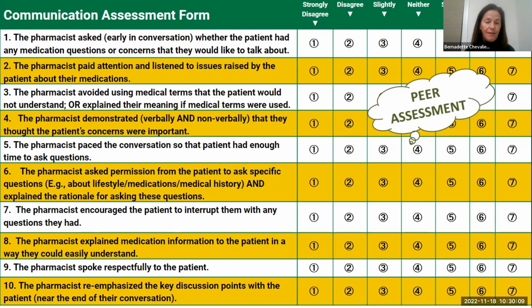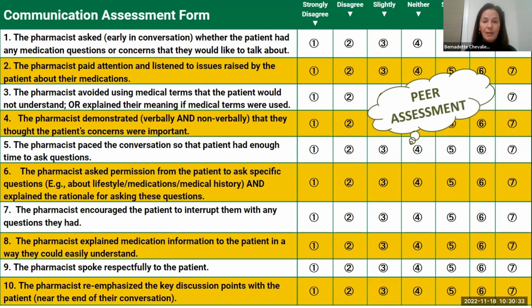Okay, so number five, the pharmacist paced the conversation so the patient had enough time to ask questions. So this is about engaging patients and keeping conversations going, but it's also about skillfully redirecting topics when the conversation gets off track. So number six, the pharmacist asked permission from the patient to ask specific questions.